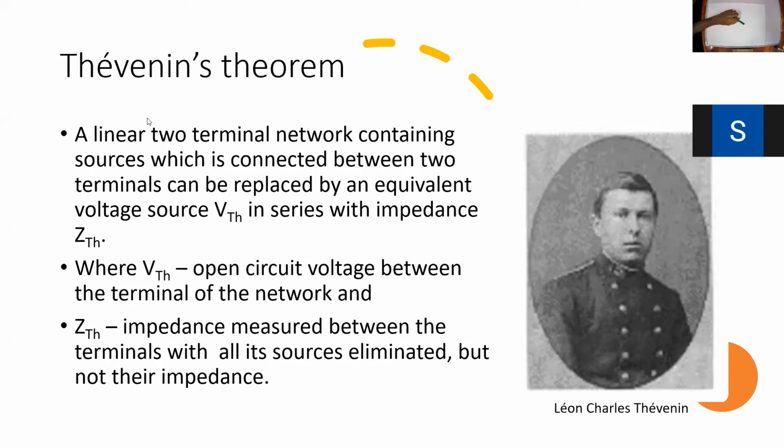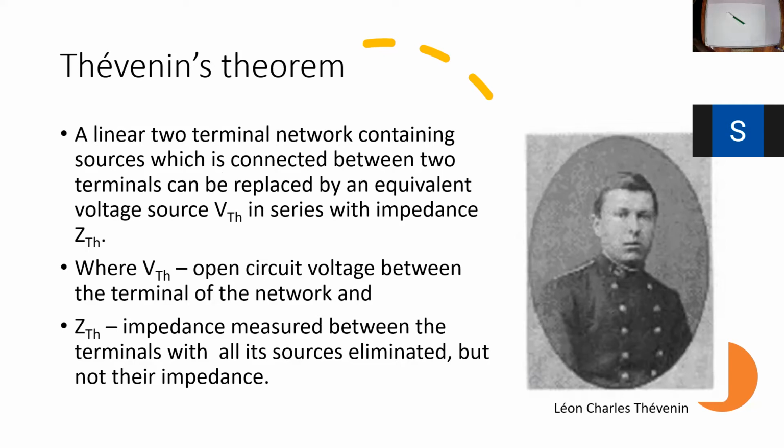right? So Thevenin's theorem and Norton's theorem are two theorems which can be used to simplify a complex circuit into simple circuits, and then you can easily calculate the current through the resistors in a complex circuit. But remember, when you are applying Thevenin's theorem or Norton's theorem, it should be made up of linear resistors or a linear network, right? So a linear two-terminal network containing sources which is connected between two terminals can be replaced by an equivalent voltage source VTH in series with an impedance ZTH, right? Where VTH is the open circuit voltage between the terminals and ZTH is the impedance between the terminals, right?